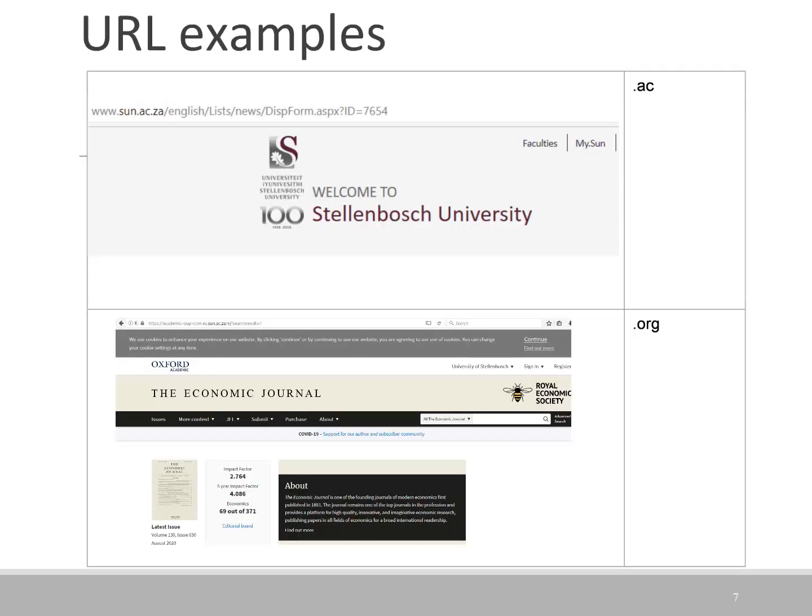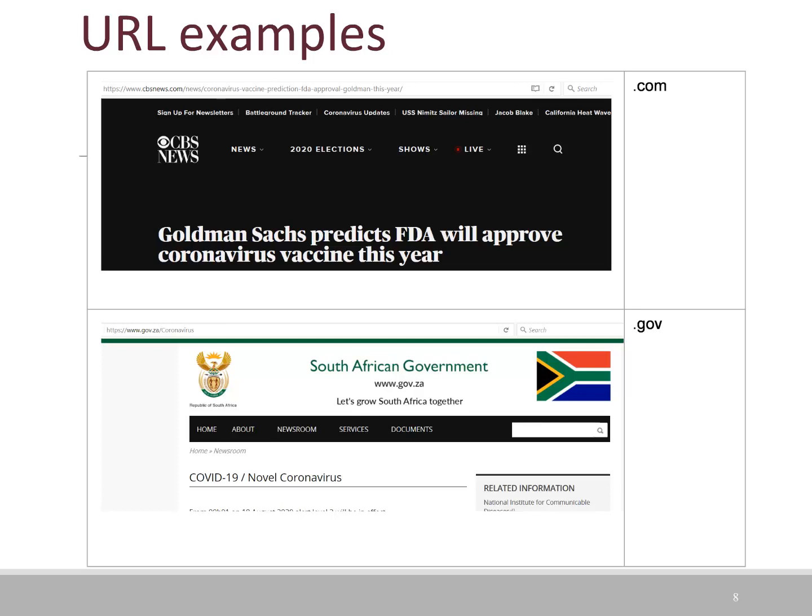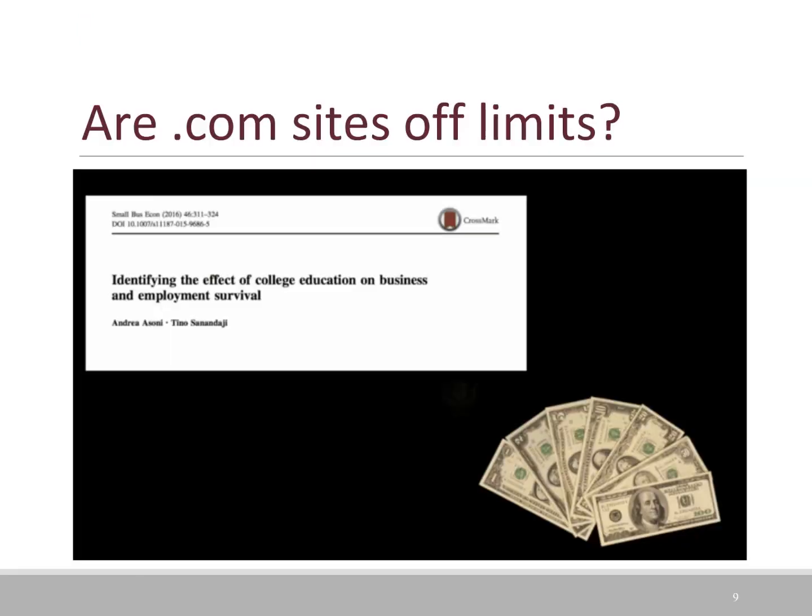.ac or .edu are educational sites and .org are typically non-profit sites. .gov are governmental websites and .com commercial. This does not mean that .com sites are off limits, but think about what the source is trying to do. Is it trying to sell you something? So if you were to write an essay about the value of a university or college education, it might be better to use the work of an economist instead of a website that offers student loans as part of their business. What claims are they making, and is anything motivating them besides information sharing?